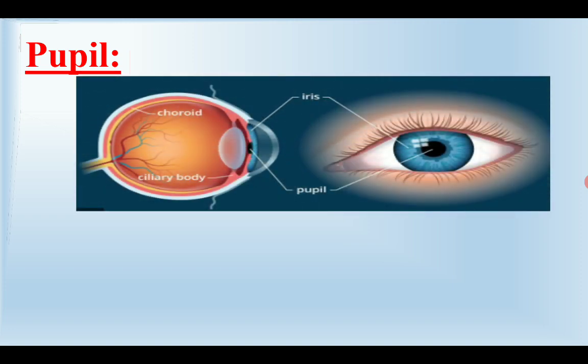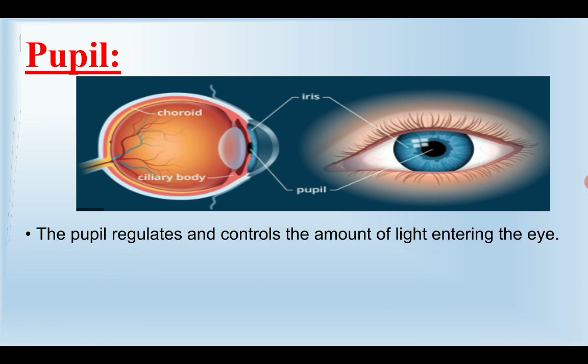Now, what is the pupil? The pupil is the center part of our eye, and as you can see from this, we have an eye. The iris is blue in color, but the pupil is black, and each and every person has a black pupil. Now you can see the inner structure of the eye. We have ciliary muscles, we have the choroid. The iris is that bluish portion, and the pupil is the small black dot in that. So this pupil basically regulates and controls the amount of light entering the eye.